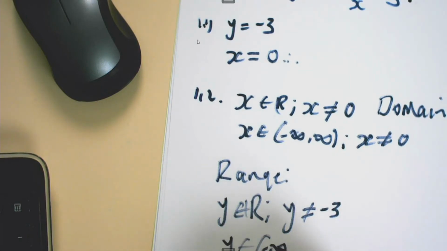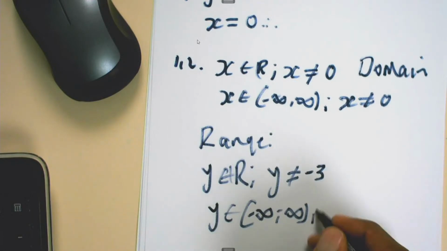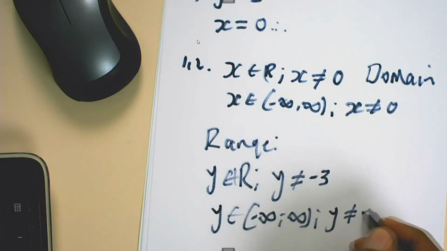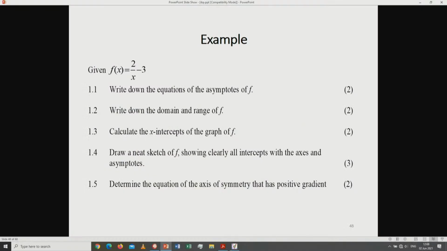We start from negative infinity to positive infinity. But not forgetting that the graph will never ever touch the asymptote, which in this case is y = -3. Okay, right. Now the next question says 1.3, calculate the x-intercept of the graph of f.